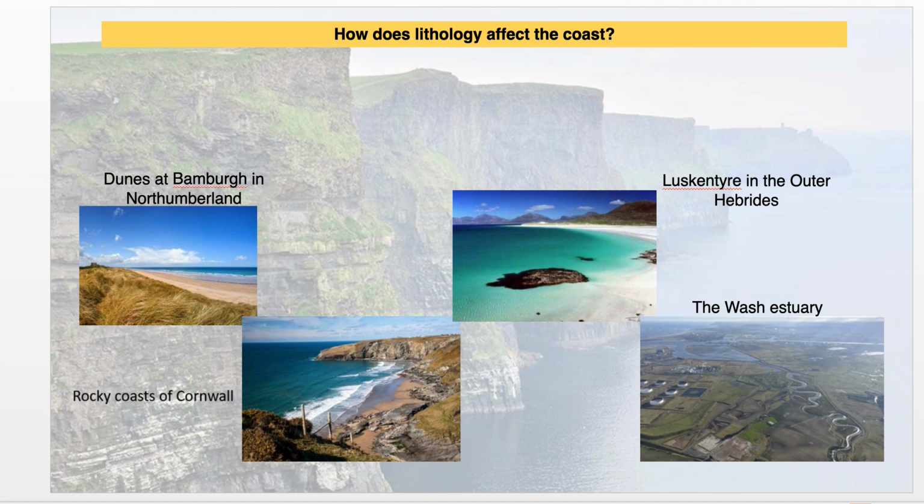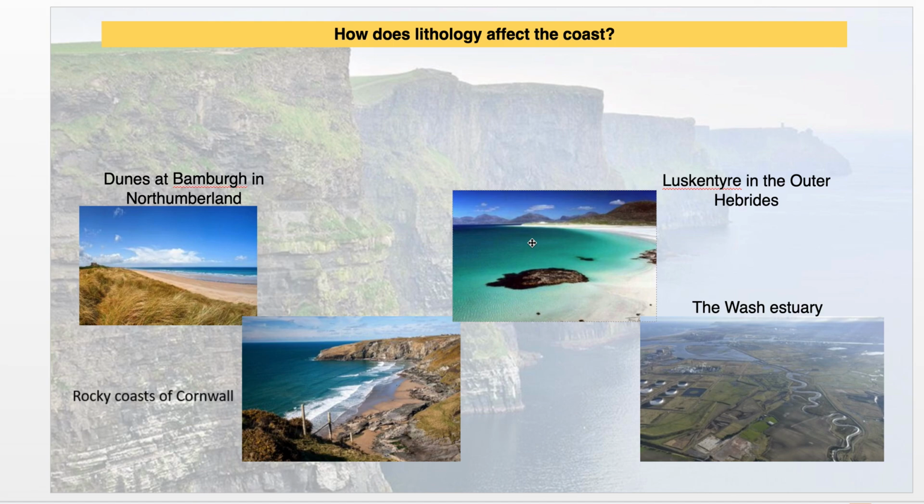If we're having a look at the lithology of the UK here, we can have a quick look at how varied our coastline is. Many parts of the UK have sand dunes, and here's Bamburgh in Northumberland. We've got the rocky coast of Cornwall, which many of you are probably familiar with. The Wash Estuary, which is on the east coast above the East Anglian coastline, is a very flat area of land. And then we've got this picture here of this place in the Outer Hebrides on the Isle of Harris, which looks like a tropical beach, but is in actual fact in Scotland. So we have a large variety, and of course there are many more examples here.